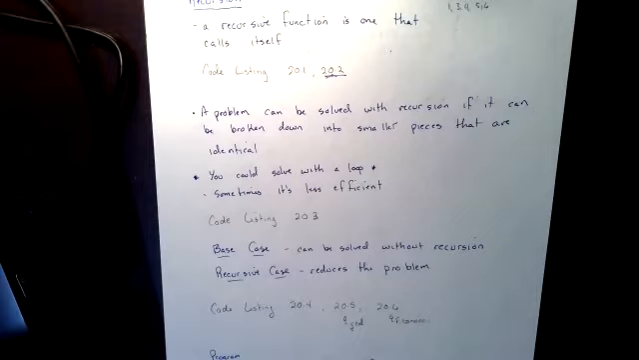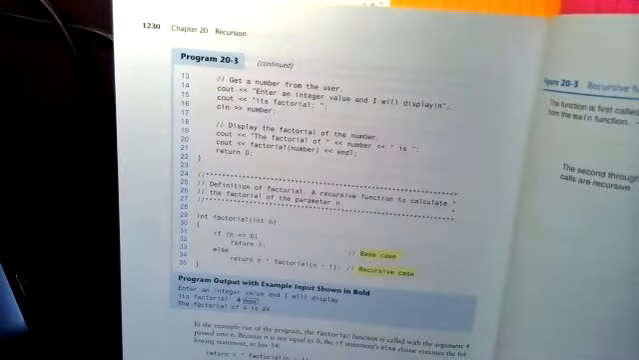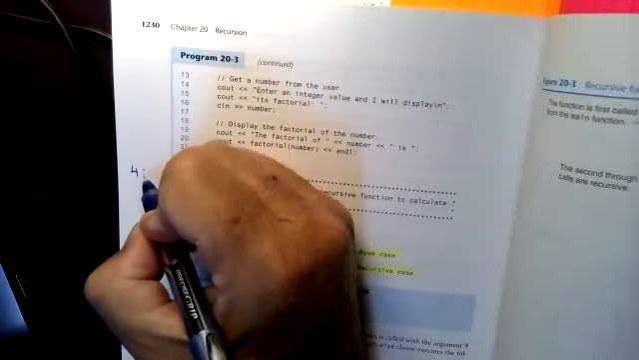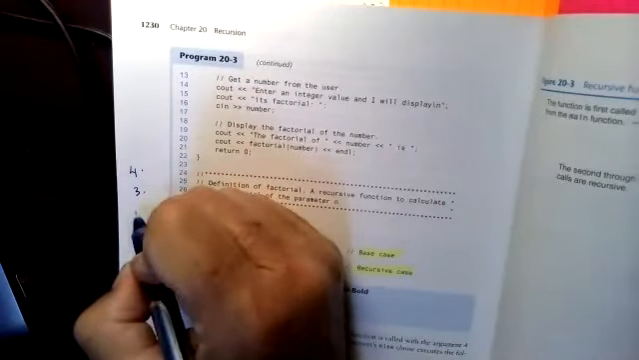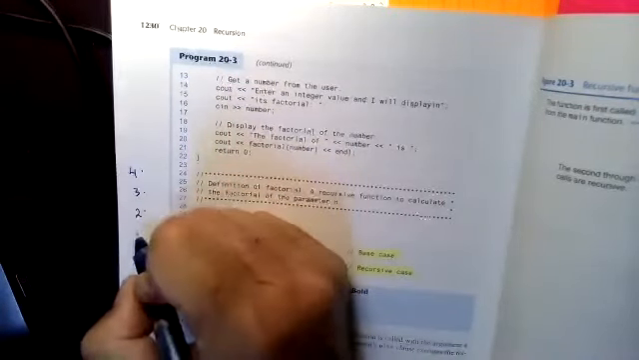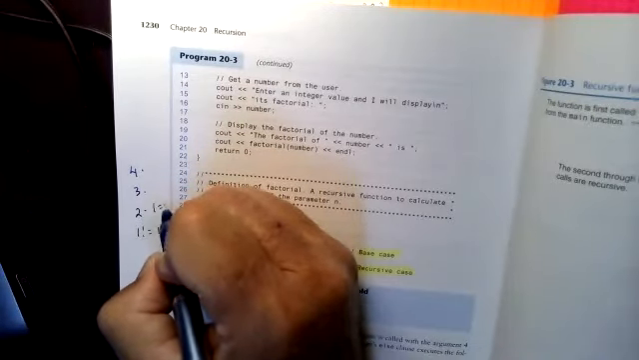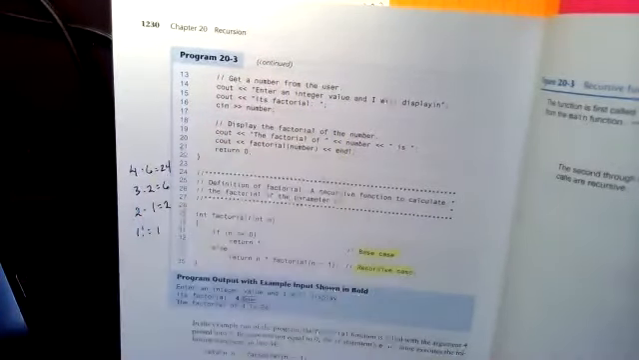Another code listing you typed in was 20-3, and this was kind of a good one. It was simply to do factorial, right? To do factorial, it's going to be 4 times whatever 3 factorial is. And that's 3 times whatever 2 factorial is. And that's 2 times whatever 1 factorial is, which is 1. So I come back out, 2 times 1 is 2, pass that back up, I get 6, pass that back up, and I get 24.